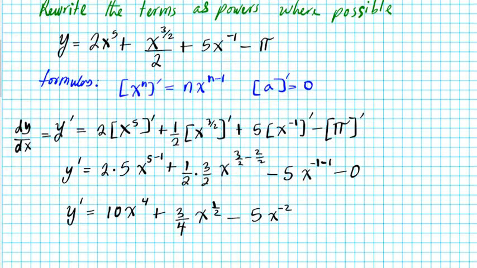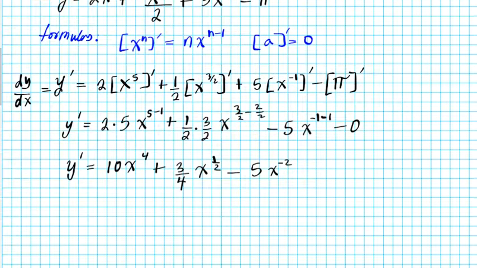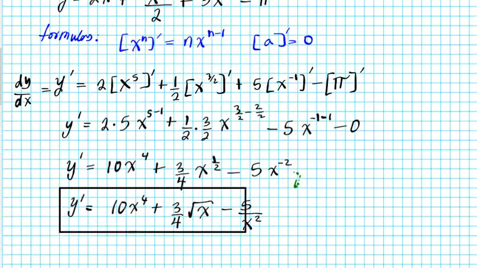Okay? If we process it further, it becomes y prime equals 10x to the 4th has been simplified completely, plus 3/4 times the square root of x minus 5. Since x squared has a negative exponent, it can be reciprocated, which results in the power attaining an opposite sign. So 5 over x squared. Ladies and gentlemen, that is the derivative of the original function.